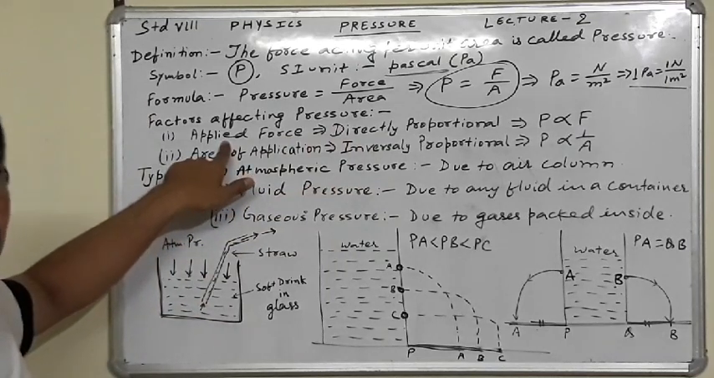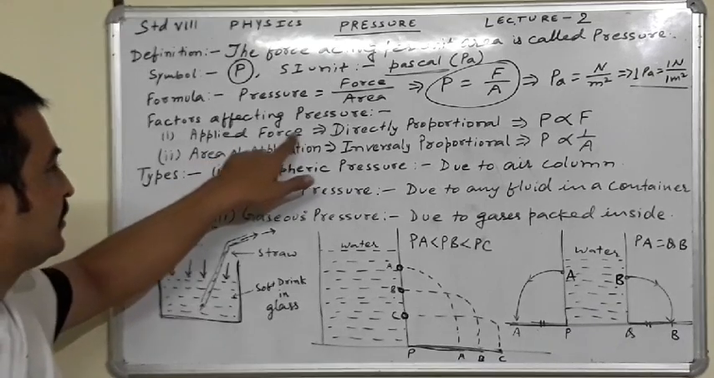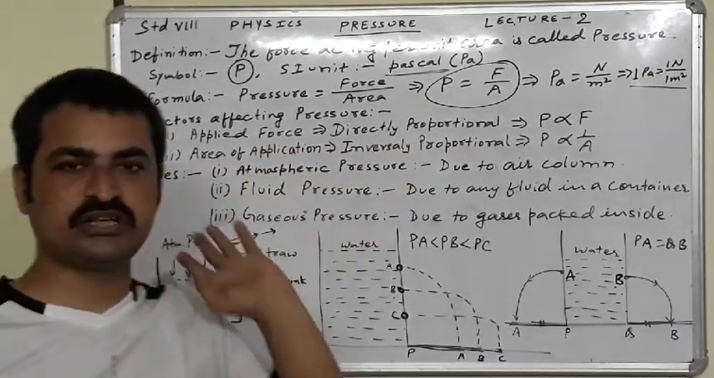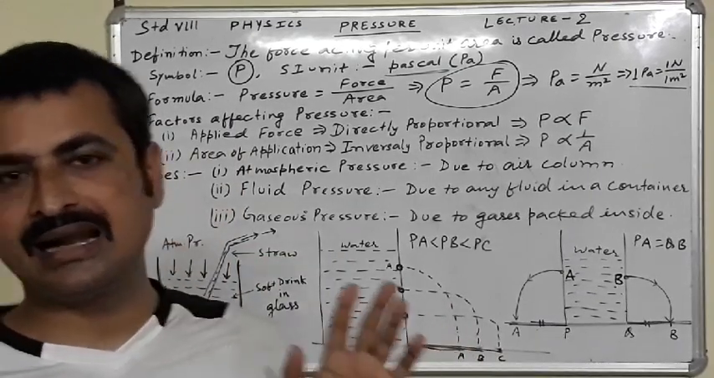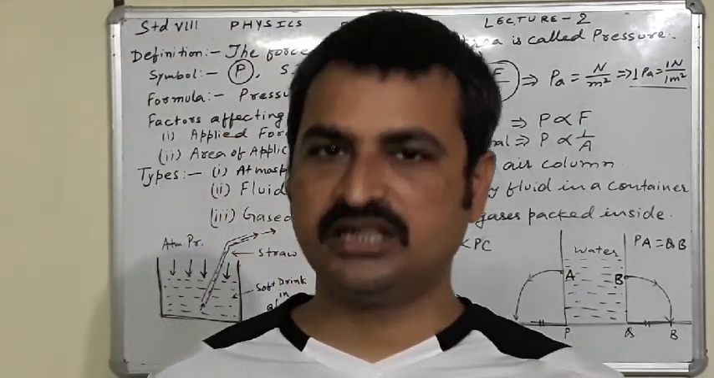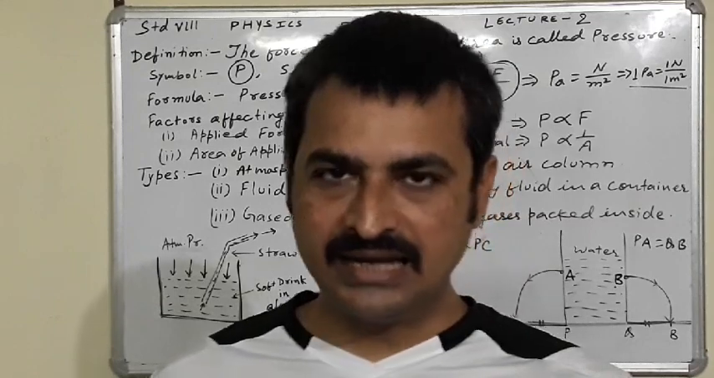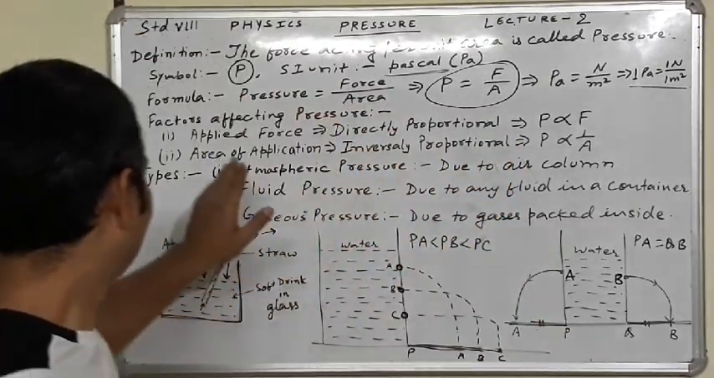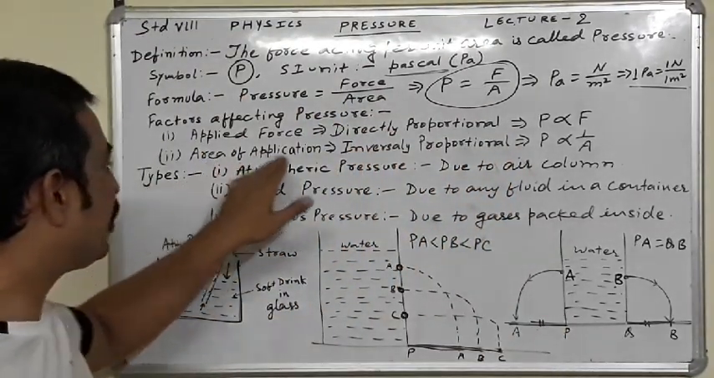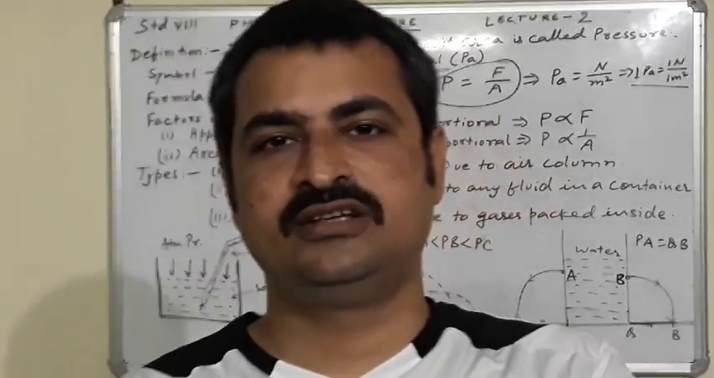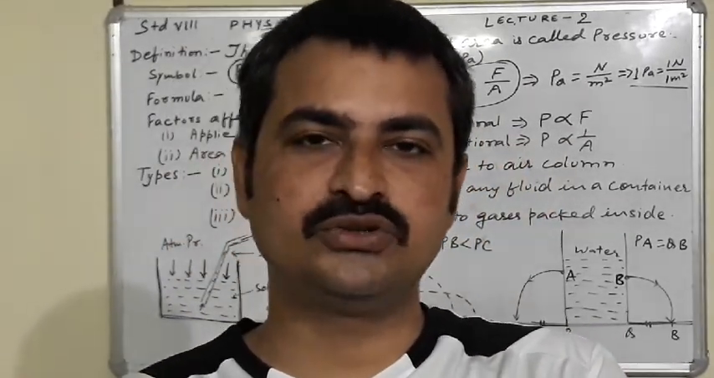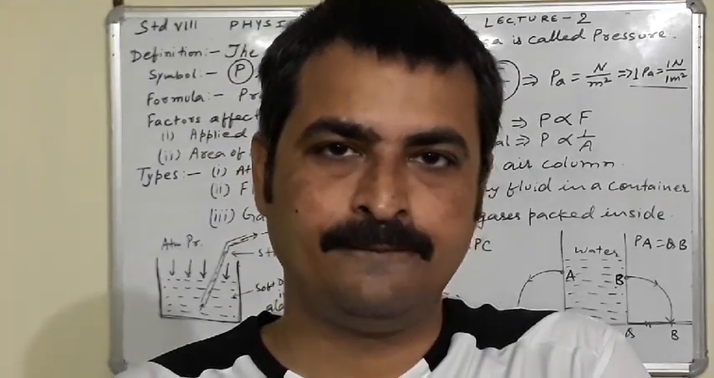The magnitude of force by which pressure is created is directly proportional to pressure. Force and pressure both are directly proportional to each other, and area of application, the area on which force is applied, is inversely proportional to the pressure.